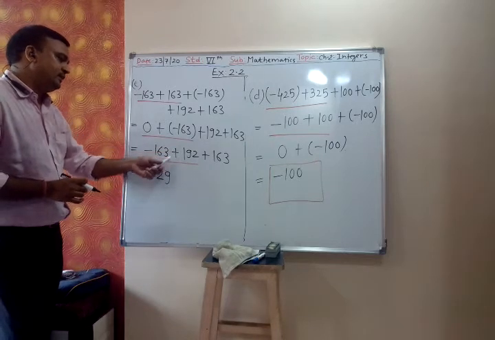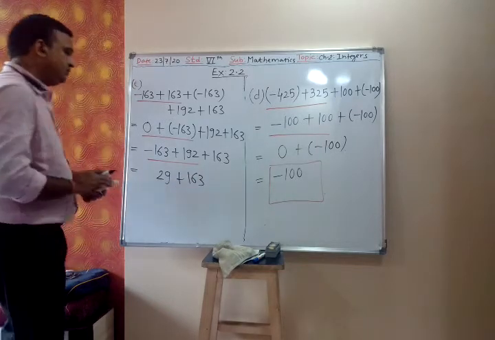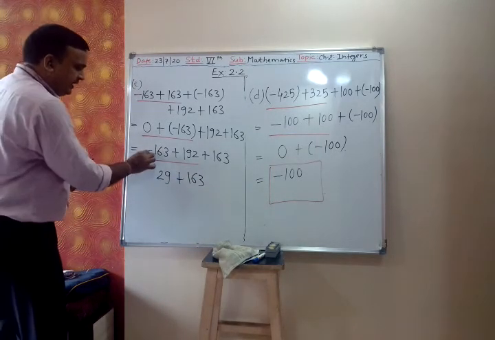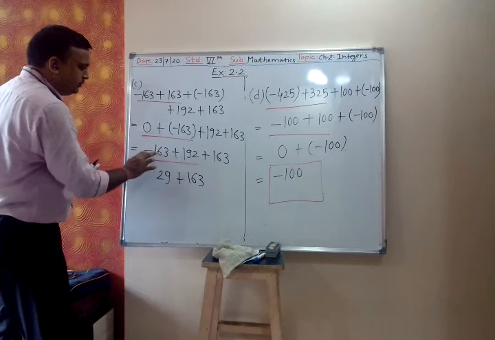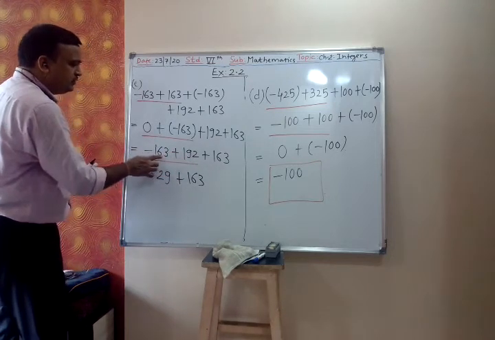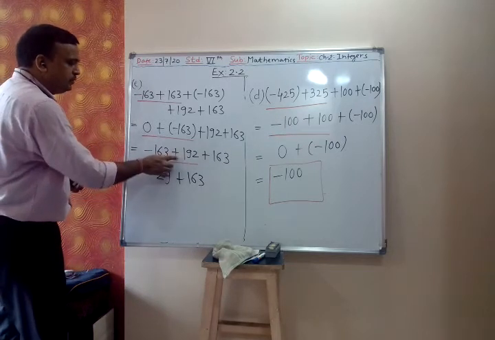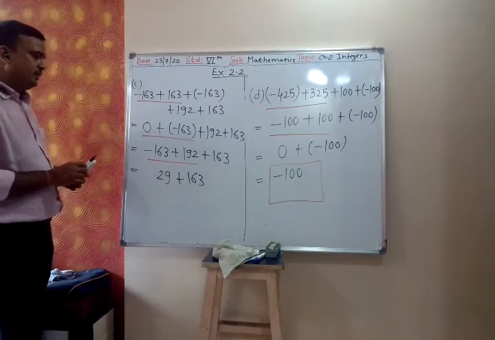It is plus 29 because 192 is bigger. What is the sign of that? Plus. Plus 163. Minus and plus, opposite sign, so you have to subtract. 192 minus 163 is 29, because the sign of 192 is plus. So you will write plus 29.